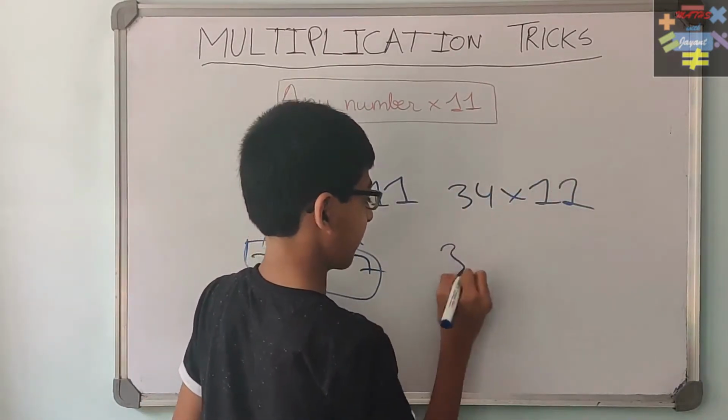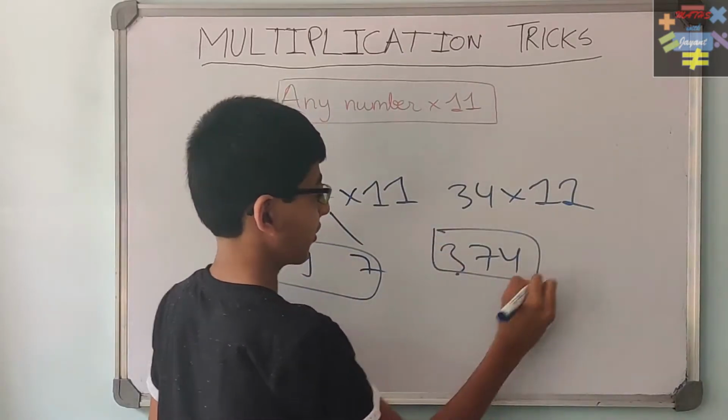Let's solve one more question like this. 34 into 11. 3 here, 4 here, 7 in the middle, because 3 plus 4 gives us 7.